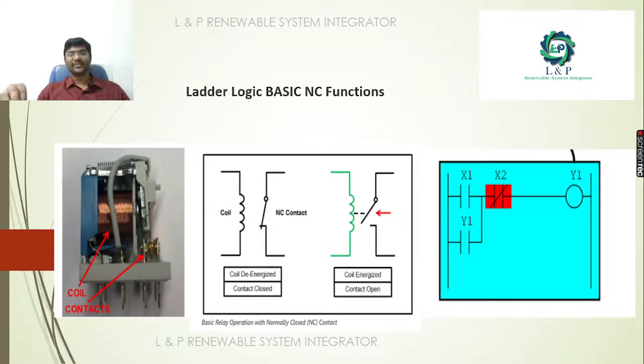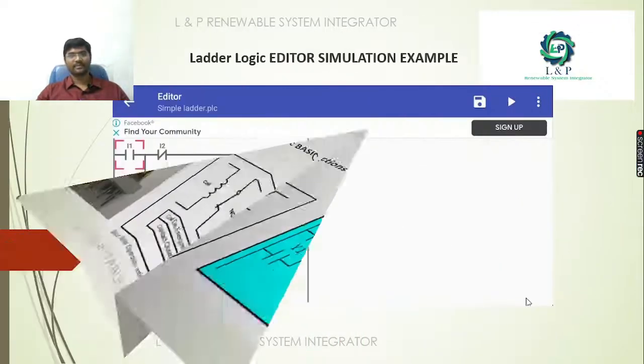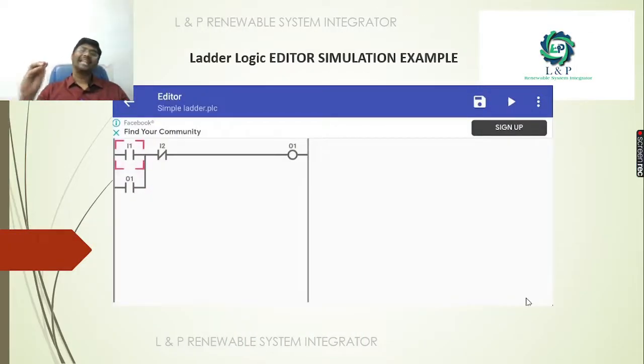Now if you go for an NC contact, normally when the coil is in the de-energized position, the contact will be in the closed position, and when we energize it, when we give the power supply, it will get open. So that is the NC to NO concept. For safety operations, we normally use the NC. See, this is a simple example.